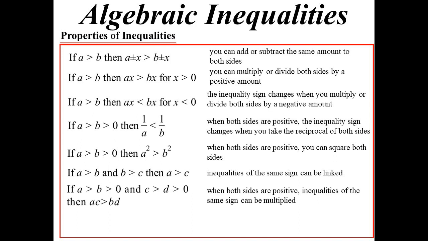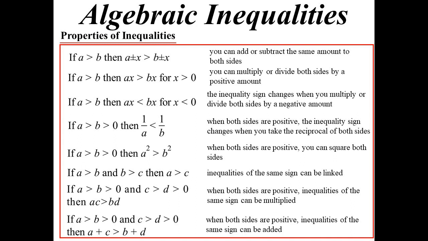If A is greater than B, greater than 0, and C is greater than D, then A times C must be greater than B times D. So you can multiply inequalities together and preserve the inequality sign. Again, positives, got to be positives we're talking about.